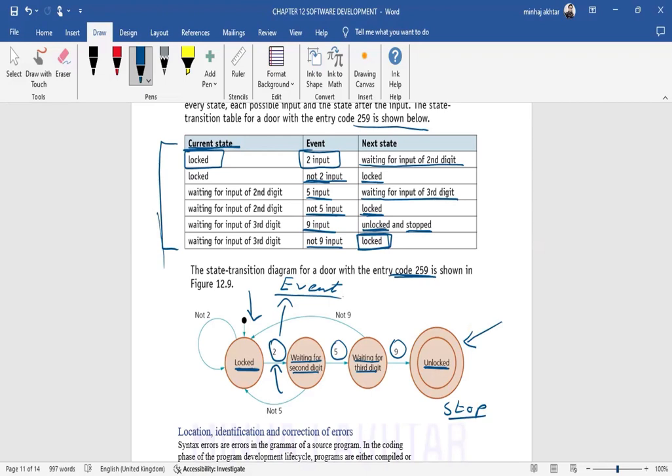Okay guys, now let's see, if I do not input the correct password, what happened? Look, this is our first step. And look, if I do not input 2, it is going to be locked again. Look, the back arrow. This is the arrow, right? Locked again. Now I input 5. If I do not input 5, look, it moves back to the locked state again. If I do not input 9, look, the previous state is going to be locked again. So this is an important thing, guys. Okay. Got it?